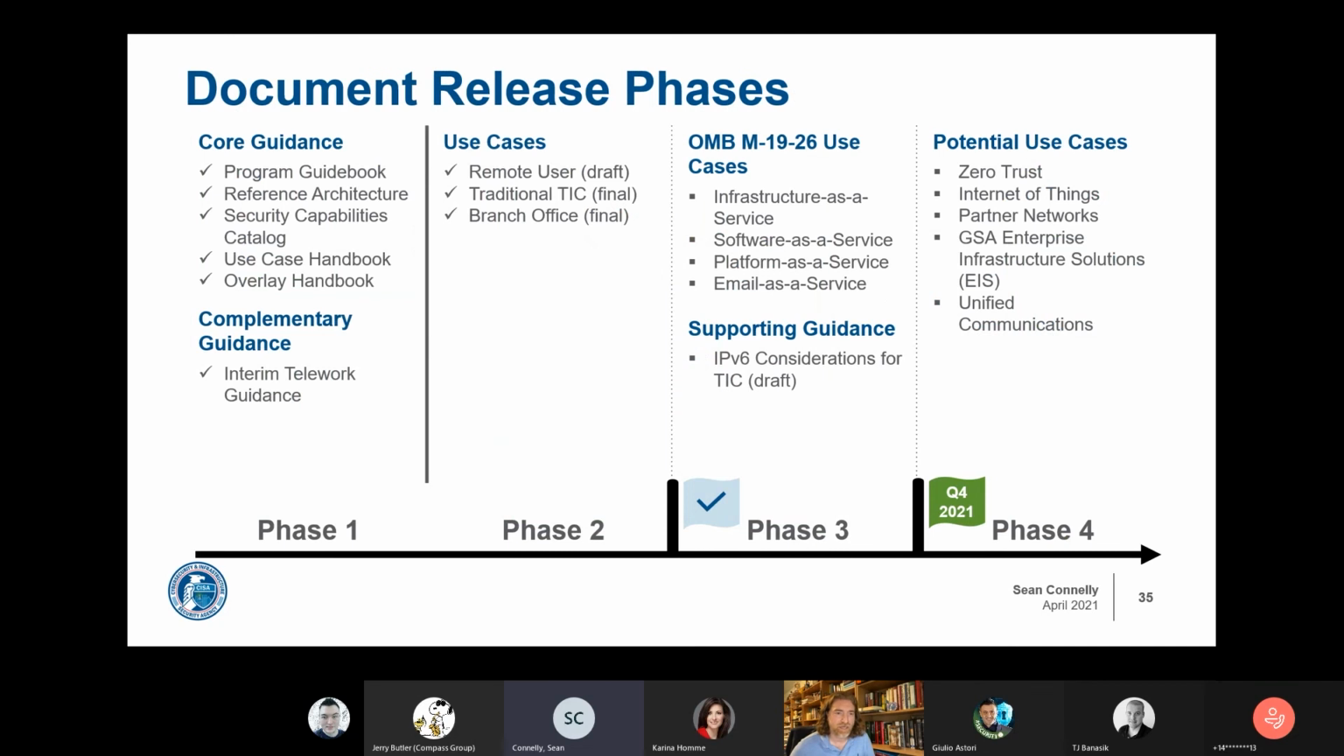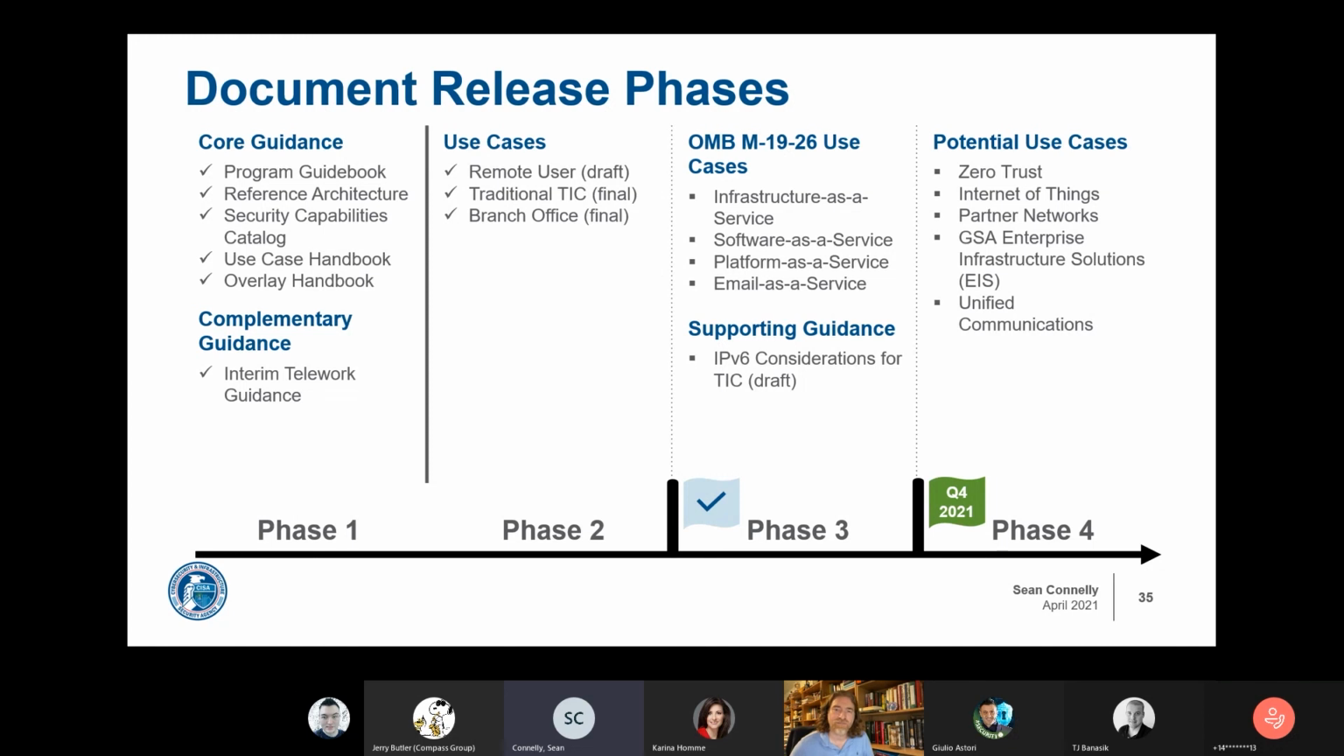So I think we'll wrap up here. I just want to make everyone aware of where we are with all our guidance. We have 4 phases you see represented. Phase 1 is what we released last summer, the program guidebook, RA, the capabilities. That was all released last year. We just released phase 2, which was releasing the final versions of the traditional TIC, the branch office use cases, and I think in December, we released a draft remote user use case.